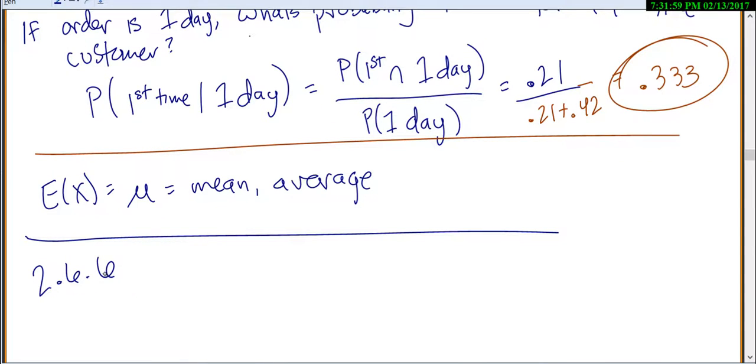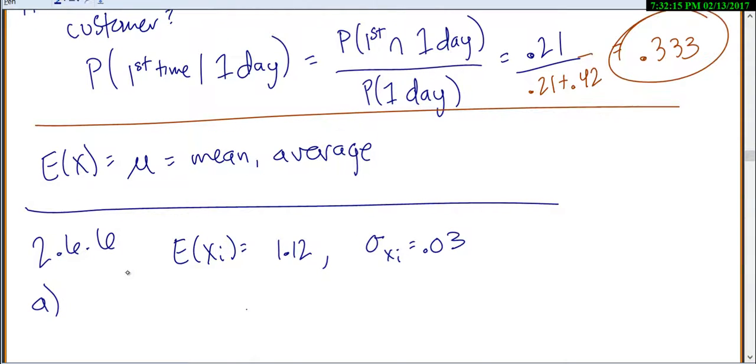But let's see, we have a weight of a certain type of brick that has an expectation of 1.12 and a standard deviation of 0.03. Because part A says, what are the expected value and variance of the average weight of 25 bricks randomly selected? So this one's just a little bit harder. But part A is still possible with what we can do.